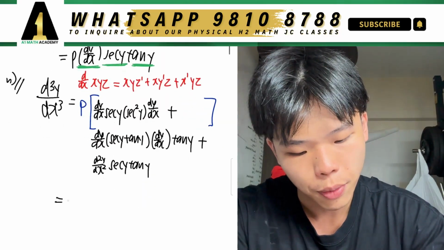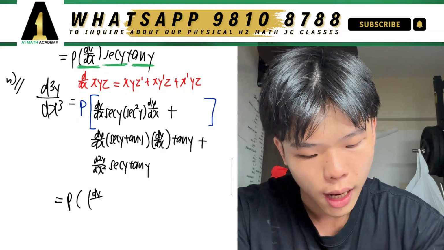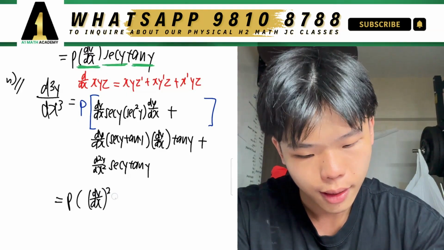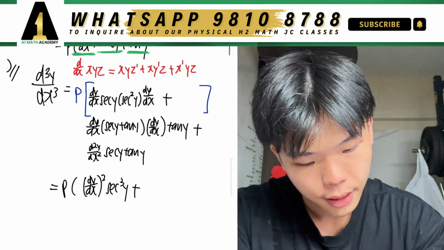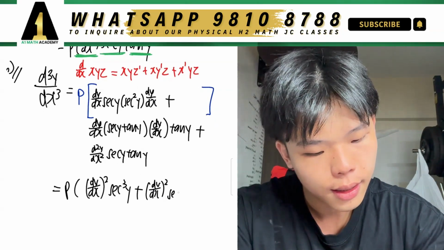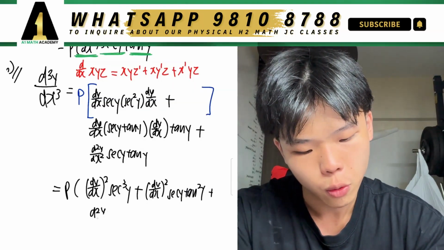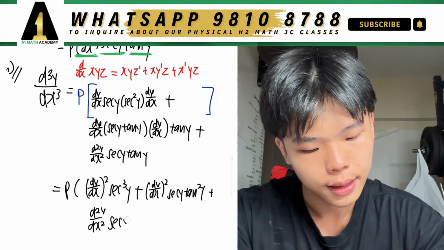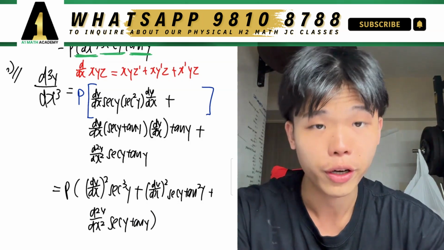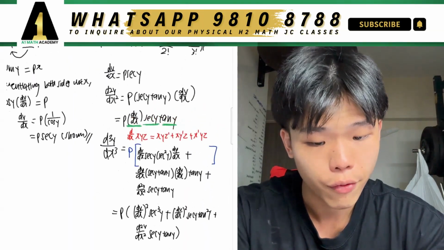So all in all, when you simplify this, you end up with d²y/dx². So dy/dx squared times secant cubed y, plus over here you end up with dy/dx squared secant y tangent squared y, and then over here you end up with d²y/dx² secant y tangent y. And then you close the bracket over here. So now you have all these 3 different derivatives.